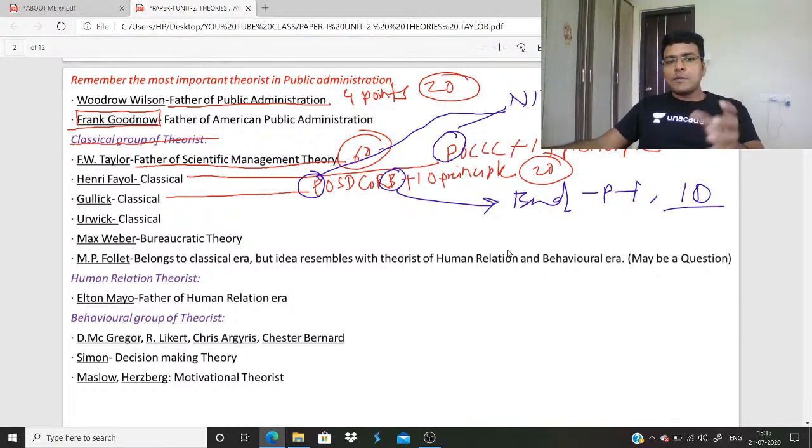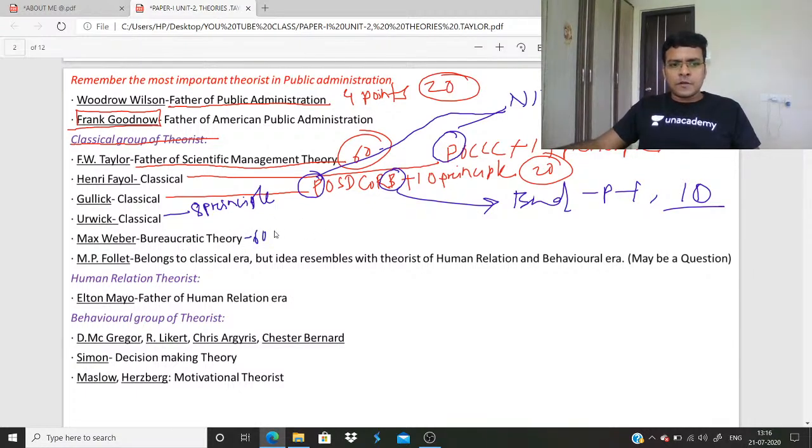So if you interpret the ideas of these theorists in your answer, in other units apart from this unit 2, your answer is enriched. This is known as value addition to your answer, and we will discuss in our class how you add value to your answer. Urwick generally will not come separately as a question. So when you write the answer on Gulick, you just mention Urwick, that Urwick gave 8 principles. Just 2 lines.